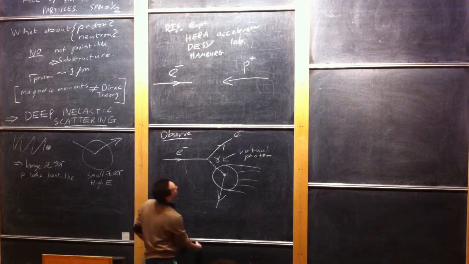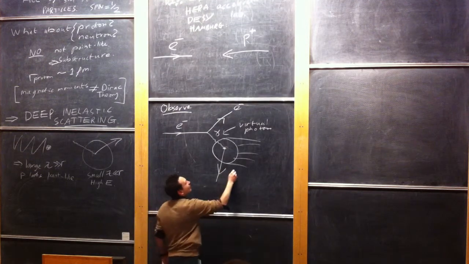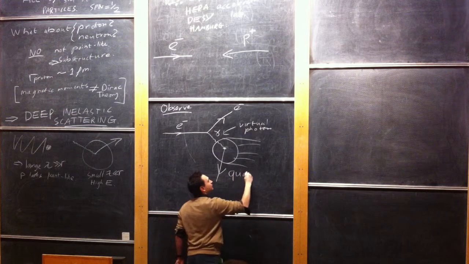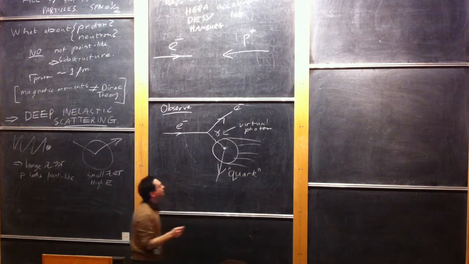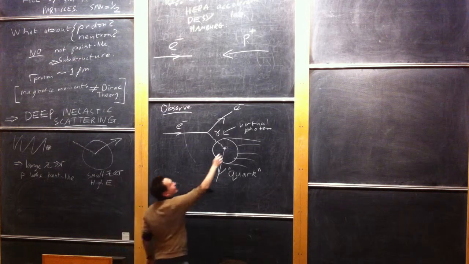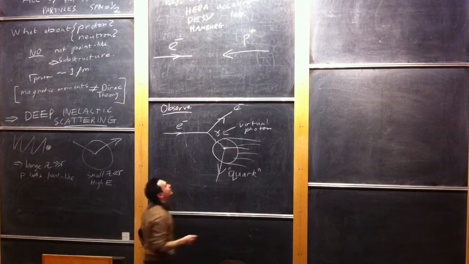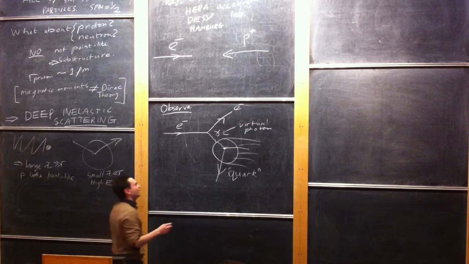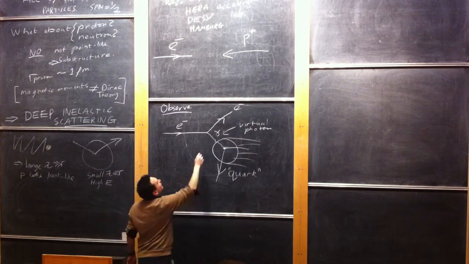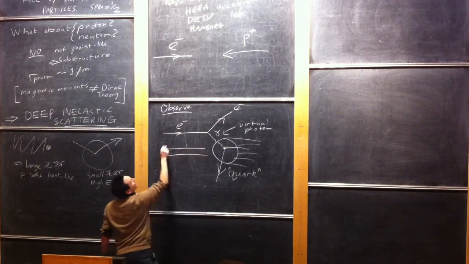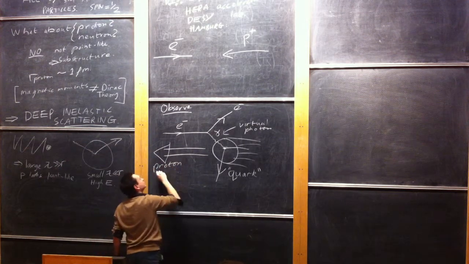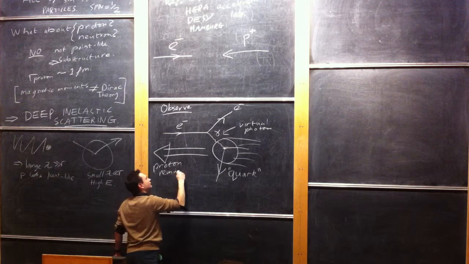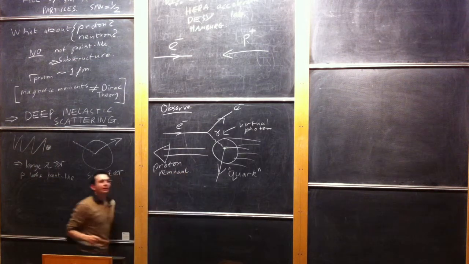This point-like constituent has got the name of a quark. It was coming in along with the rest of the proton, gets deflected, knocks that quark out, and then the remnant of the proton goes on its merry way.